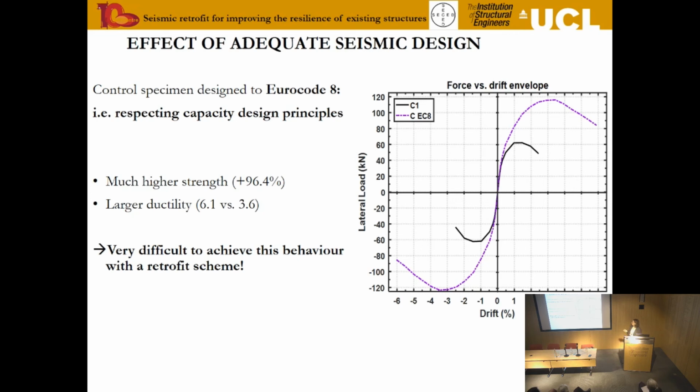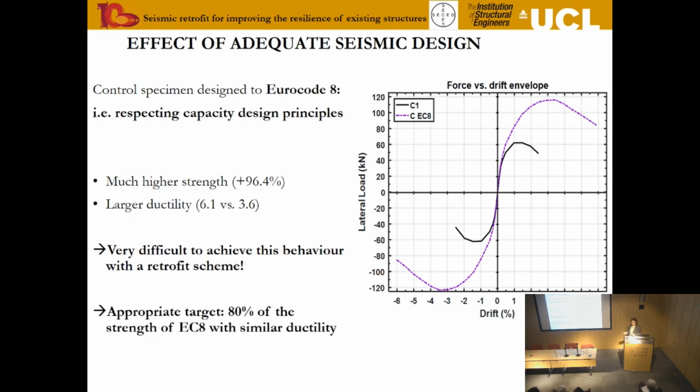But looking at this, we got quite scared and said, oh my goodness, how are we going to achieve that sort of behavior, the Eurocode 8 behavior, within a retrofit? How do you achieve an almost 100% strength increase, and how do we double the ductility?